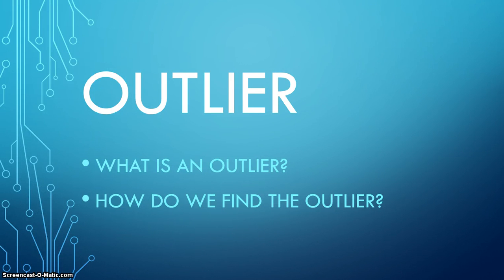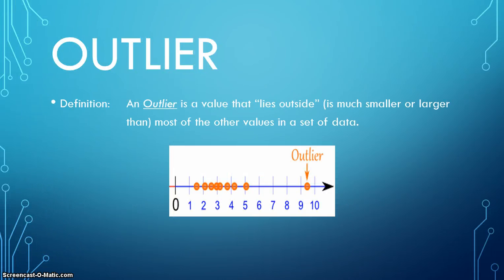Hello, and welcome back. Today we're going to be talking about outliers. What is an outlier and how do we find an outlier? So the first thing I'm going to show you is the definition of an outlier and an image of that definition. An outlier is a value that lies outside most of the other values in the set of data.